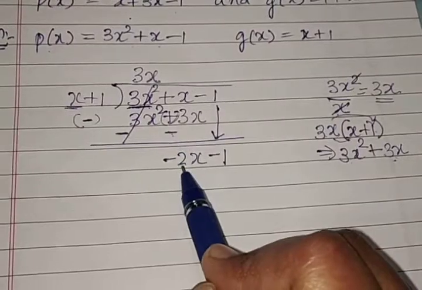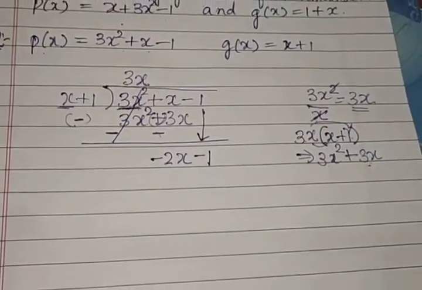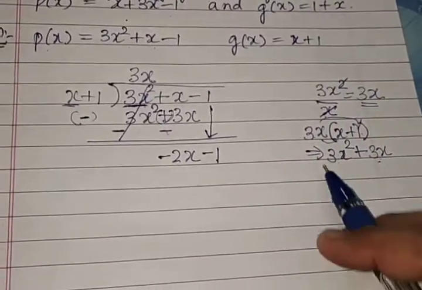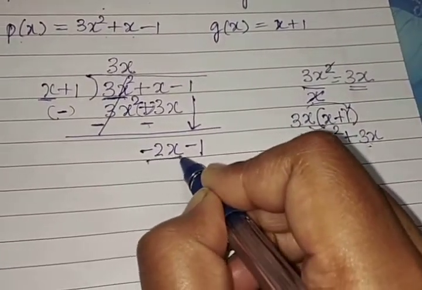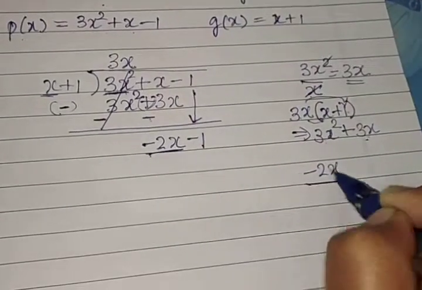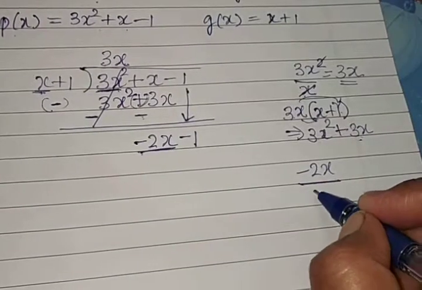After subtraction we will get minus 2x minus 1, but still this is not the final remainder. We can further continue and divide it further to get the remainder. Now again we have to consider the first term, minus 2x, and divide it by the first term of the divisor. Always we have to consider the first term of the divisor.